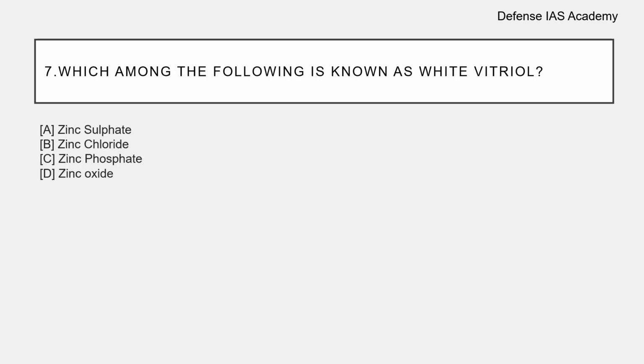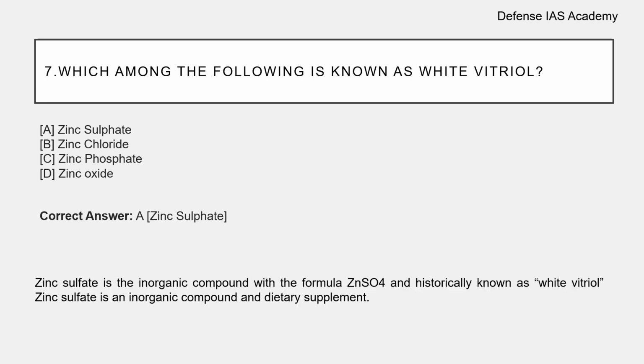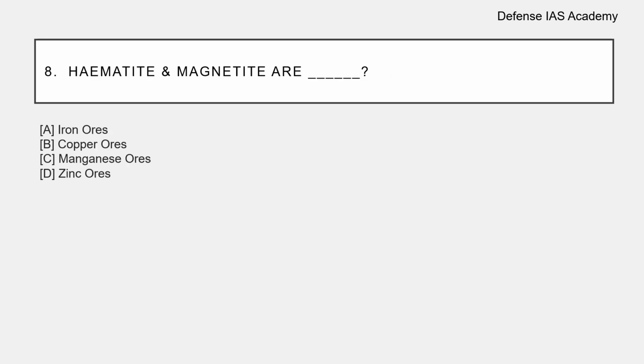Question number 7. Which among the following is known as white vitriol? Options are option A zinc sulfate, option B zinc chloride, option C zinc phosphate, option D zinc oxide. The correct answer is option A zinc sulfate. Zinc sulfate is an inorganic compound with the formula ZnSO4 and historically known as white vitriol. Zinc sulfate is an inorganic compound and a dietary supplement.